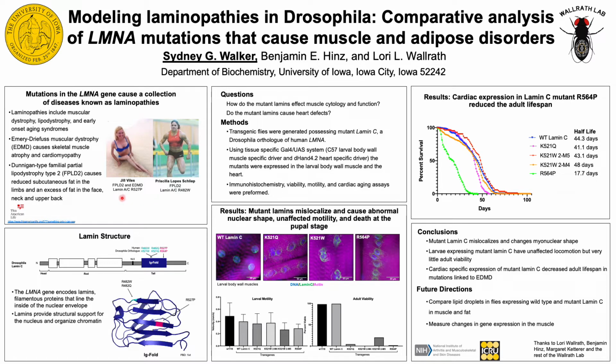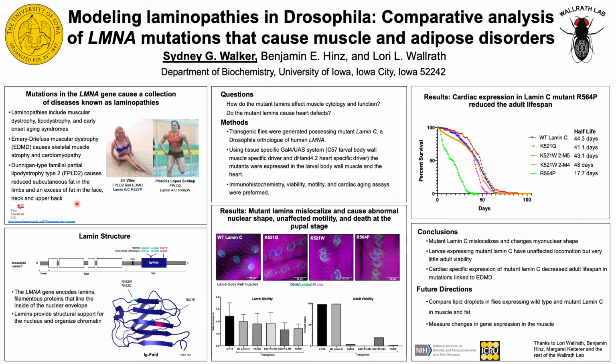Jill has a lipodystrophy as well as a muscular dystrophy, while Priscilla Lopes-Schliep only has a lipodystrophy. Emery-Dreifuss muscular dystrophy, or EDMD, causes skeletal muscle atrophy and cardiomyopathy, which Jill has. They both possess Dunnigan-type familial partial lipodystrophy type 2, and it causes a reduced subcutaneous fat in the limbs and an excess of fat in the face, neck, and upper back. We wanted to see what makes these individuals so different from one another.